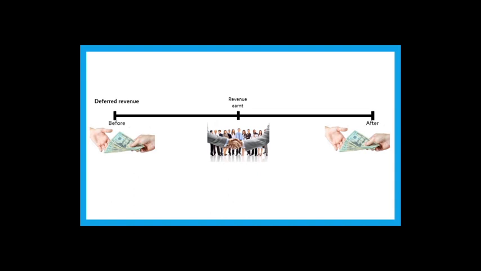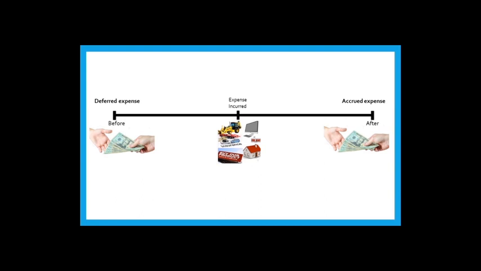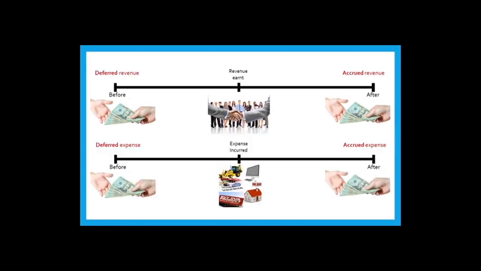Now when the cash is paid after, we call this accrued revenue. The revenue is accrued now or before the cash is earned. This goes for the same with the expenses. We have our deferred expense and accrued expense. So with these, we have 4 different scenarios: deferred revenues and expenses, and accrued revenues and expenses that we must consider when adjusting our journal entries.